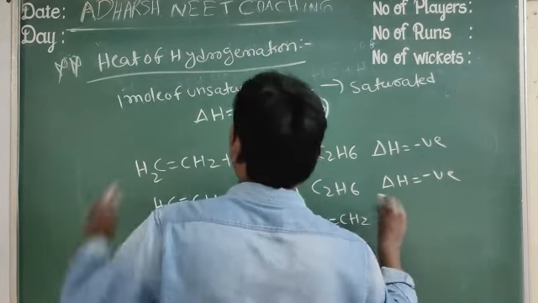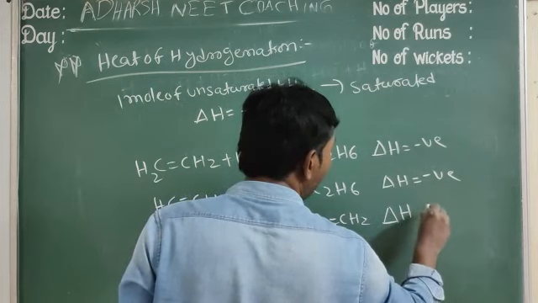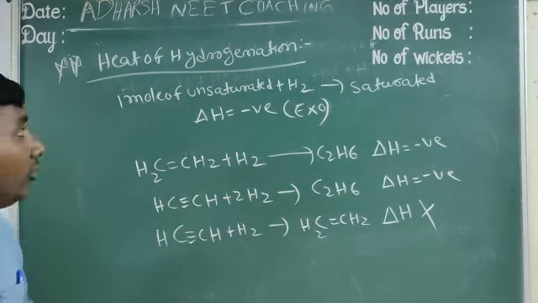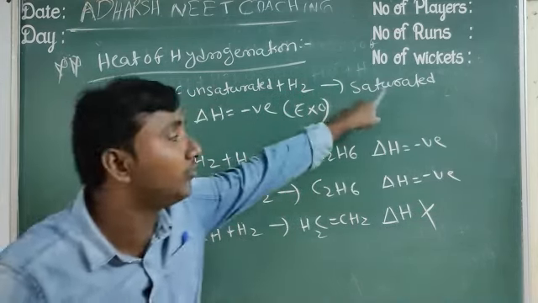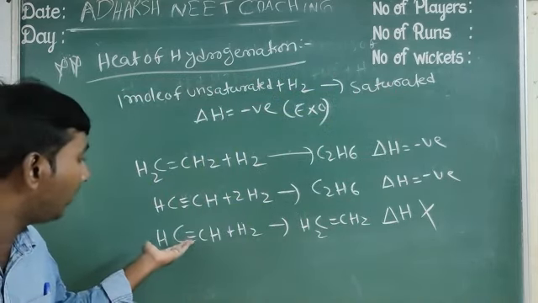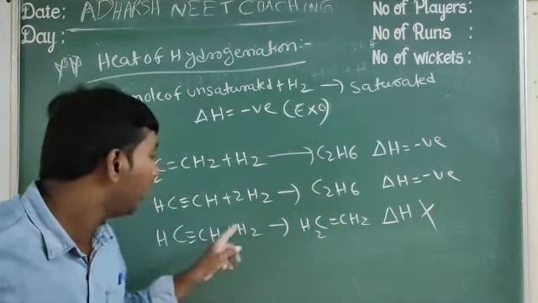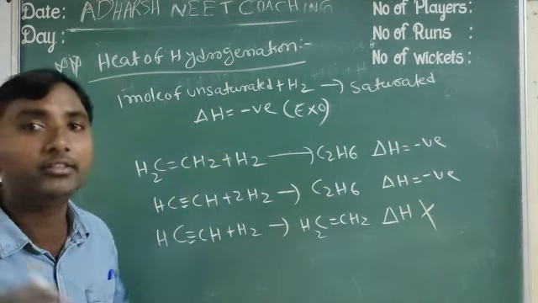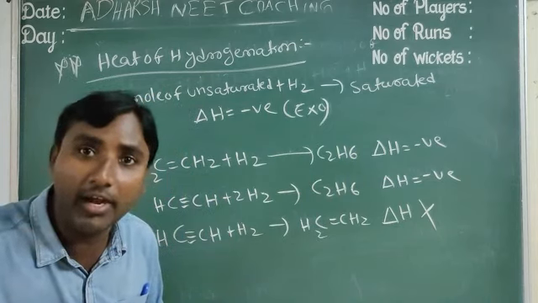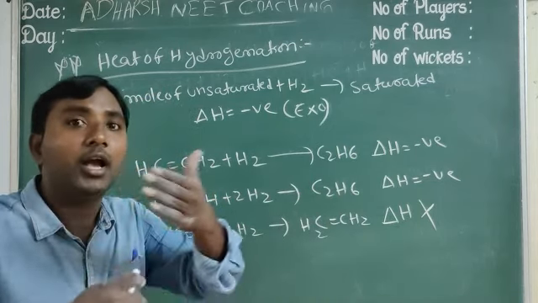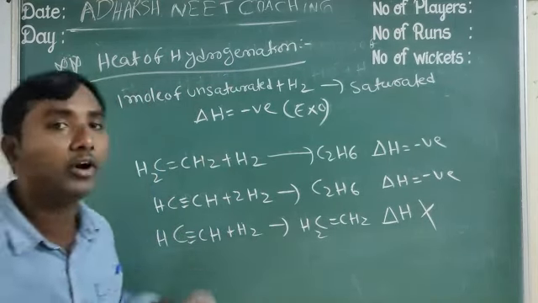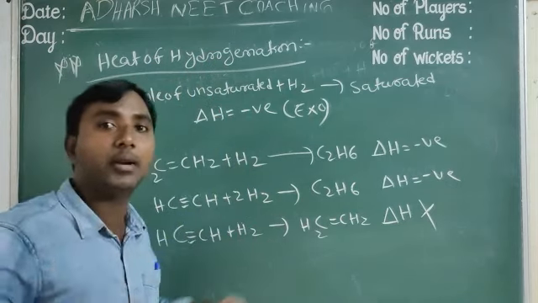Here heat of hydrogenation does not take place. What is the reason? Compulsorily, an unsaturated compound must convert to a saturated compound. Here acetylene, an alkyne, is unsaturated, and ethylene is also unsaturated. Unsaturated to unsaturated, we do not consider for enthalpy of hydrogenation. Only when an unsaturated compound converts to a saturated compound do we consider heat of hydrogenation. This is an exothermic process.